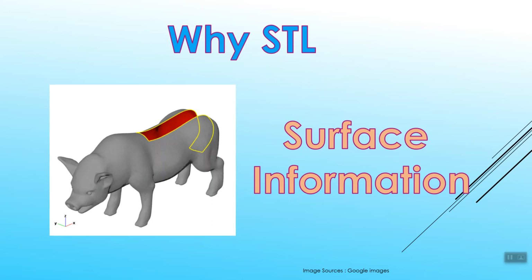The STL file consists of surface information, as shown in this 3D CAD model. It consists of only the surface information. So it is not completely a solid; it is just brief surface information. That information is contained in a file which we call an STL file.